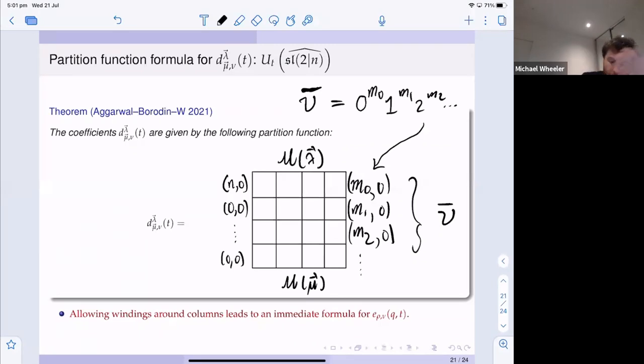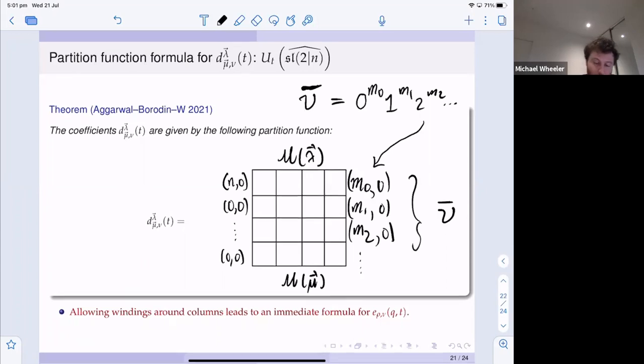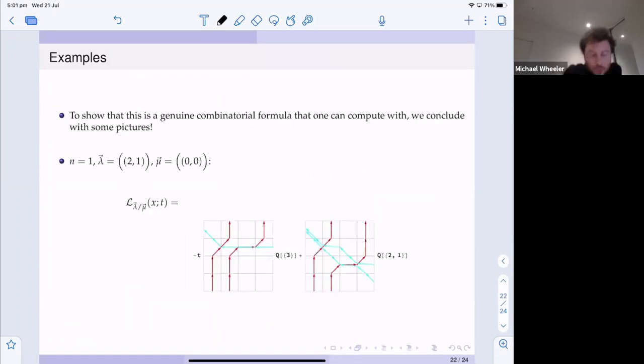And so that's the formula. So it's a very explicit partition function that you can actually compute with. And I wanted to finish the talk by actually showing some pictures of what you get when you put this thing on the computer and work out the coefficients. So this should convince you that it's really a combinatorial form.